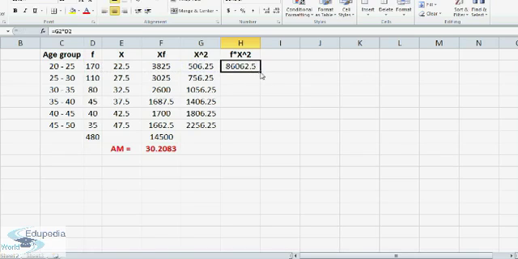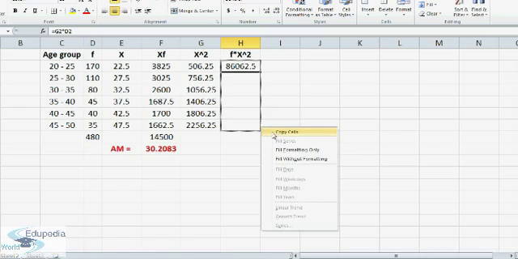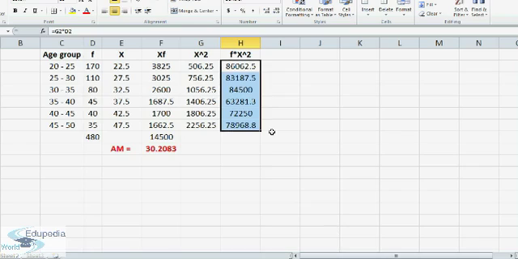These are bigger numbers, and as far as we are doing it on an Excel sheet or using a calculator, it's fine, but when we are working it using paper and pen, it'll be really inconvenient to find the square of these numbers. So in those cases we will use the shortcut method, which we shall take up in the next session. For now, we've got the product of f and x square. What I need to do next is find the sum of this.